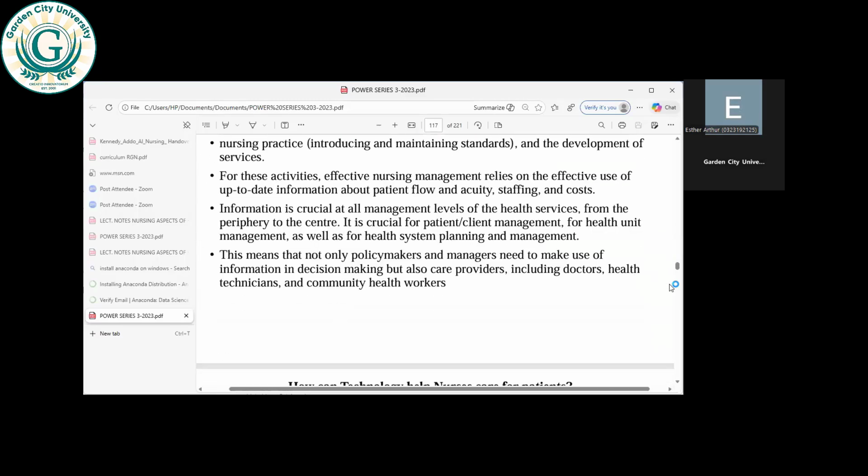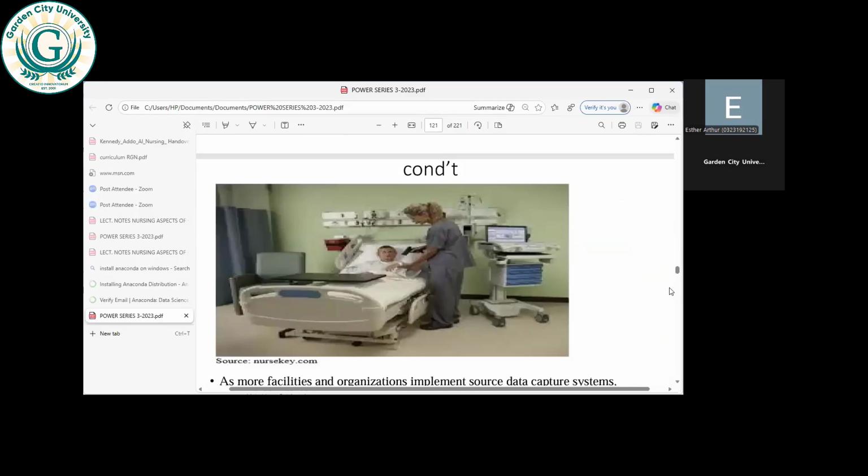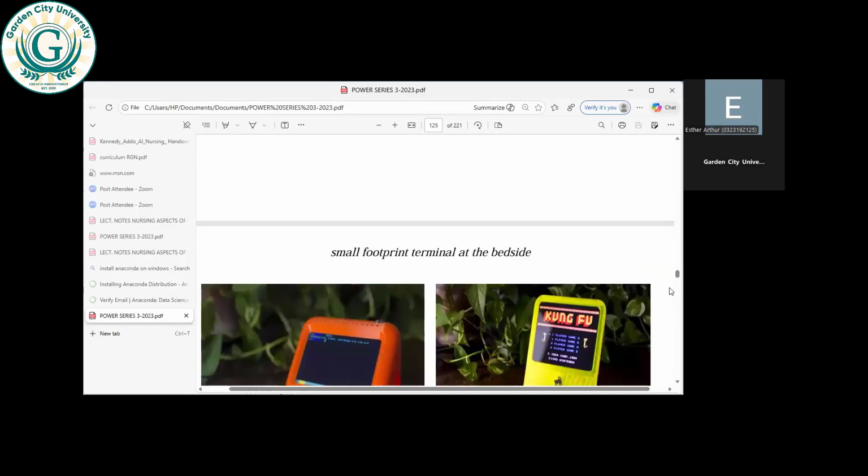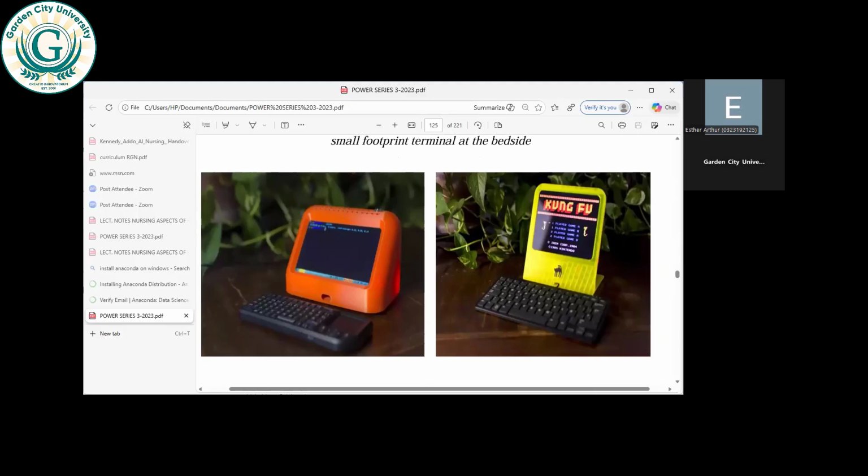Then what you see here, that is a small footprint terminal. These are not closer to the patient bed, but they are not laying on top of the patient bed. Do you get it? They are just firmly attached or brought closer to the patient bed to support documentation.